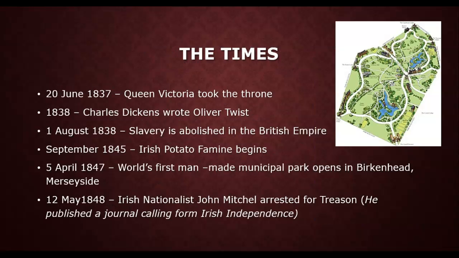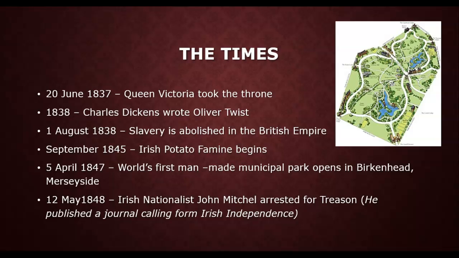So during this time, June 20th, 1837, Queen Victoria took the throne. 1838, Charles Dickens wrote Oliver Twist. August 1st, 1838, slavery is abolished in the British Empire. That's throughout the whole British Empire, which is a very large area. So we will be talking about that later.